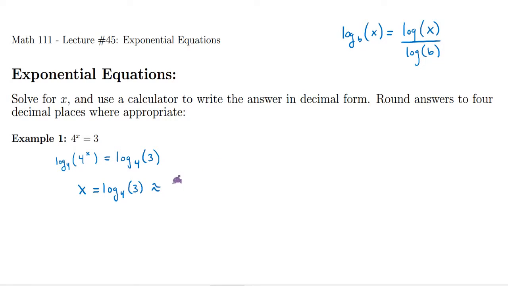So if you wanted to use your calculator to approximate this, you would probably do log of 3 and then divide by log of the base of 4. And so this is actually equal, but you could then solve this in your calculator and get the approximate answer, which would be 0.7925.